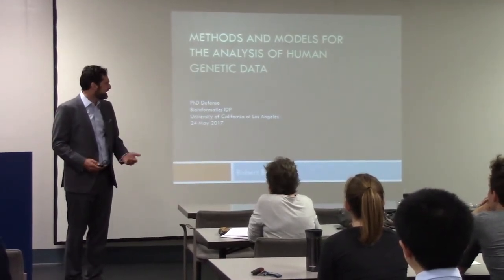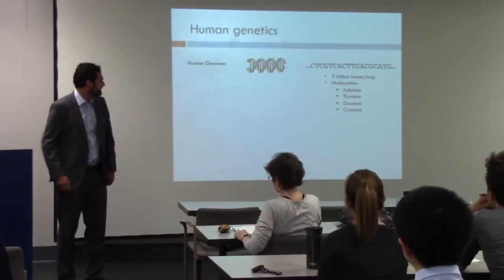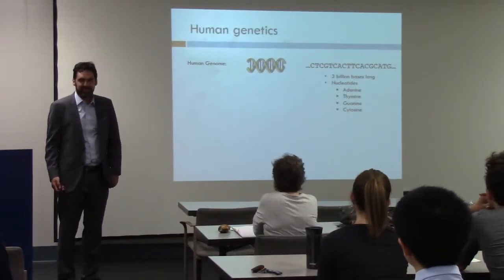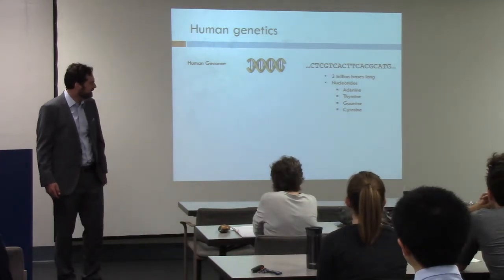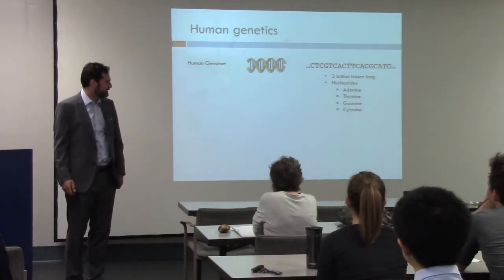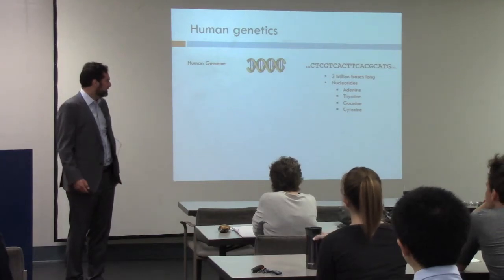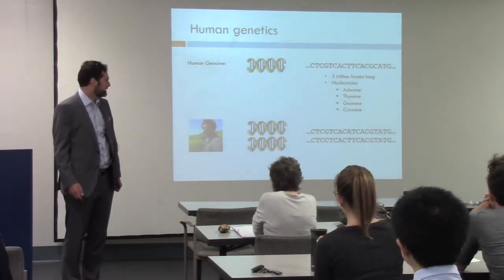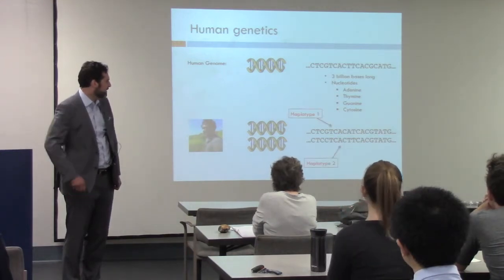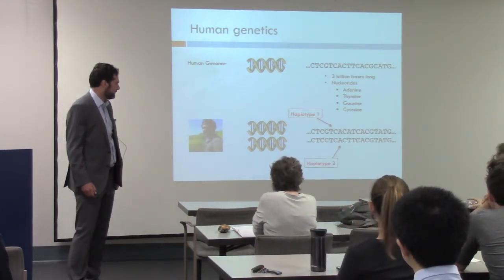I'm going to begin actually with a brief background of genetics. Our human genome, we can think about this as a 3 billion base pair long string of nucleotides that we can represent with A's, C's, T's, and G's. As humans, we're diploid. This means that we carry 2 copies of the human genome within us, one from each of our parents, and we can refer to these as haplotypes.